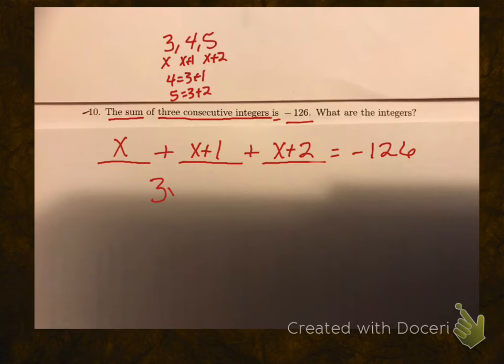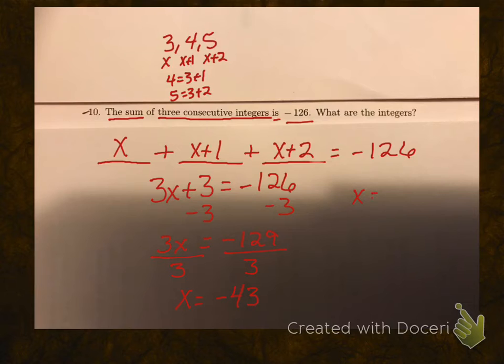Okay? I'm going to combine like terms. All my x's come out to 3x. Plus my constants equal 3. And that equals negative 126. I'm going to subtract 3 from both sides to begin with. And that gives me 3x is equal to negative 129. Divide that by 3. And that gives me x is equal to negative 43.